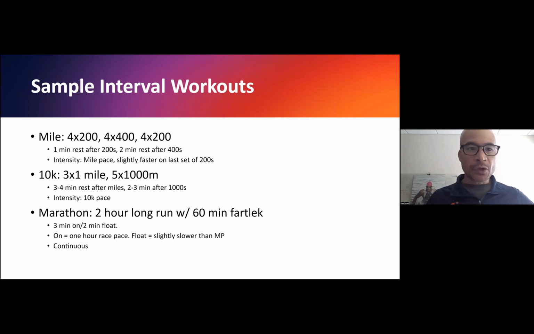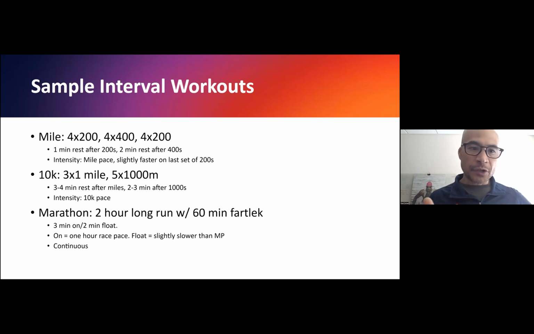So for example, if you're training for a mile, you might structure interval workouts in this particular manner: 4x200, 4x400, 4x200. You're going to run those very aggressively. You're going to rest a minute after your 200s, 2 minutes after your 400s. And that should be enough to really, again, provide that stimulus and that rest so that you can positively adapt.